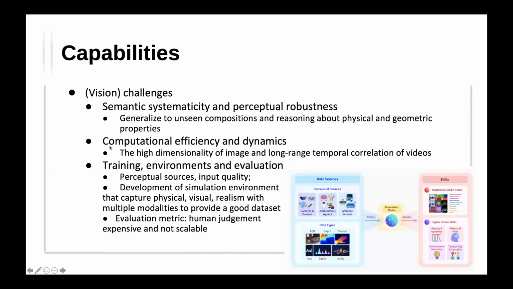And the second challenge is computational efficiency and dynamics. That means first, an image is from a high dimensional space. And again, if you put in videos, the long range temporal correlation is difficult to record. Because from NLP, we know that it's already a challenge to remember long range relations. Not to mention, we have videos with higher dimensionalities, and we still need to record these long range correlations. So it's still difficult to do that. That is a challenge for computer vision researchers. Yeah, but let's keep going and move on.